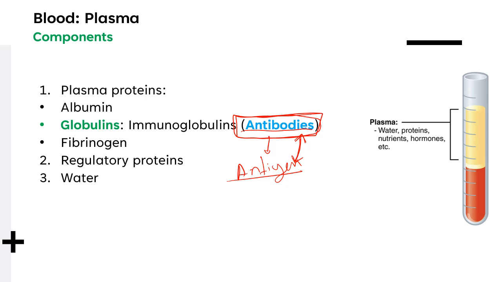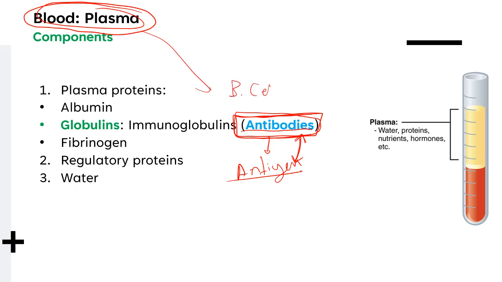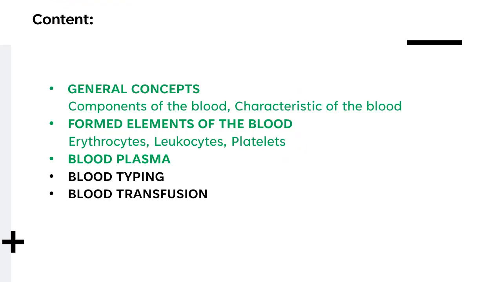It's important that you know that those antibodies are in the plasma, specifically in the blood plasma. And remember, antibodies are made by B cells, plasma cells. Antibodies are a type of globulins. They are called immunoglobulins. So now let's finish this review talking about the blood typing and blood transfusion.